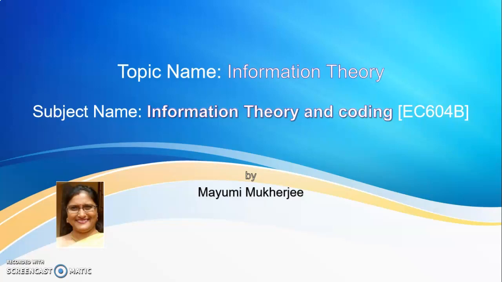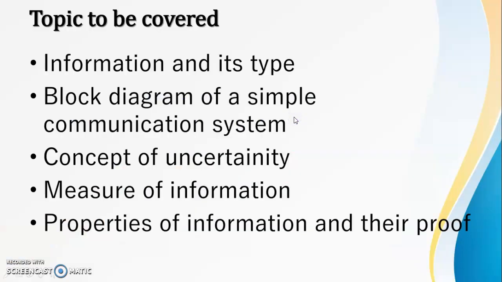This is a new chapter. Your coding class or syllabus for coding is completed. So now you have a new topic, that is information theory. The topic which will be covered today is what is information and its types, the different types of information. Then a simple block diagram which depicts the communication system. Then the concept of uncertainty, measures of information, and lastly some properties of information and their proof.